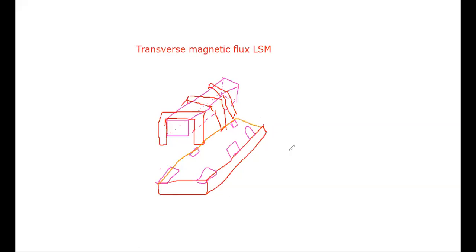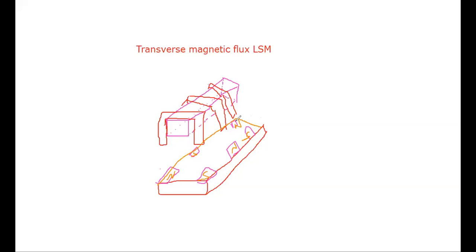If this one is north, the next one will be south. Again, if this is north, automatically the next one will be south. And if this one is a south pole, this one will automatically be a north pole. In this manner, the magnets are arranged.